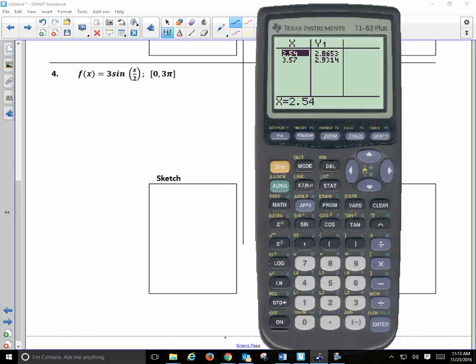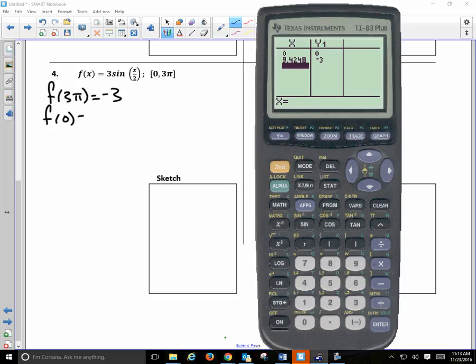Okay, so I'm going to go to the table, and I'm going to type in 0. I'm going to type in 3 pi. And you can see that for 3 pi, you get negative 3. So f of 3 pi is negative 3. And then f of 0 is 0.